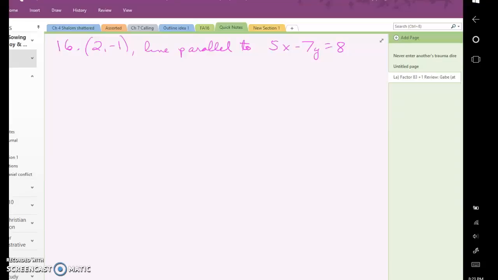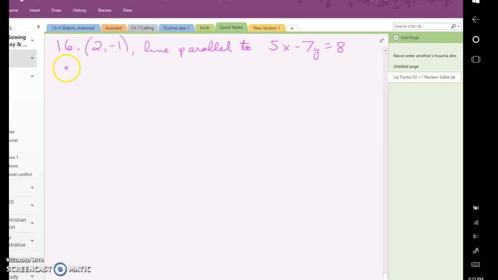Okay, number 16 on page 5 says, write an equation of the line containing the point 2, -1, and parallel to the line 5x minus 7y equals 8. This problem is talking about two lines. They're asking you to consider that one line is already defined as 5x minus 7y equals 8. Envision a line that runs parallel to that line, only the second line runs through the point 2, -1. You are to write an equation for the second line that is parallel to 5x minus 7y equals 8.